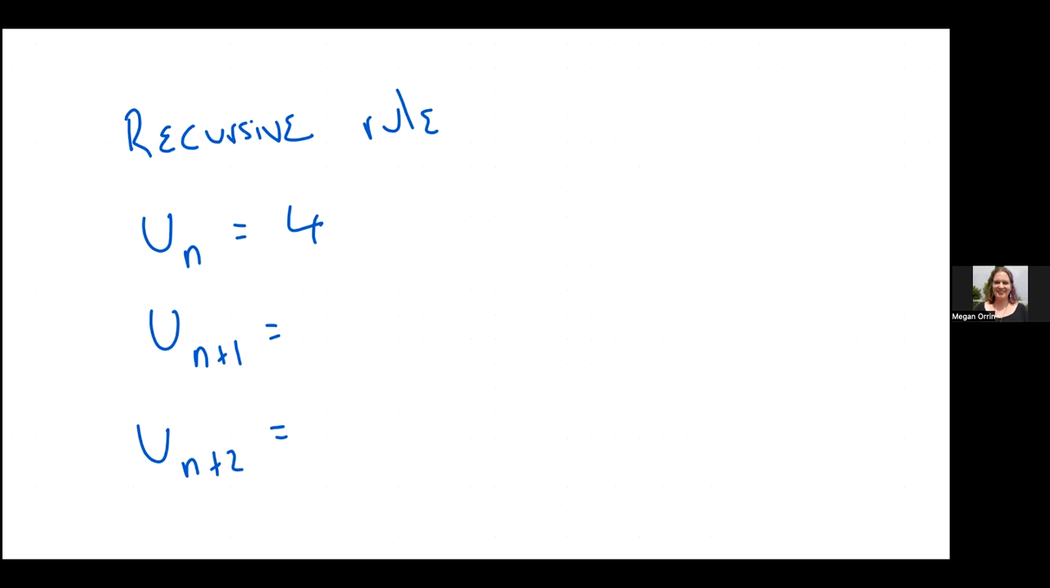So if the rule, let's say that the next term was 10, what could be going on between here? Okay, we could be adding 6. Is that the only possibility?